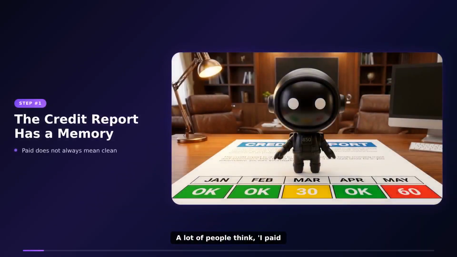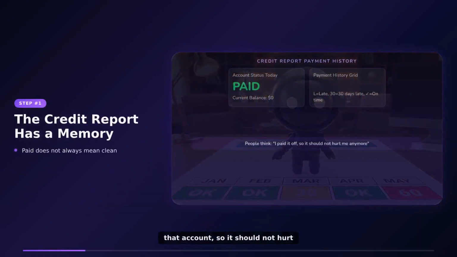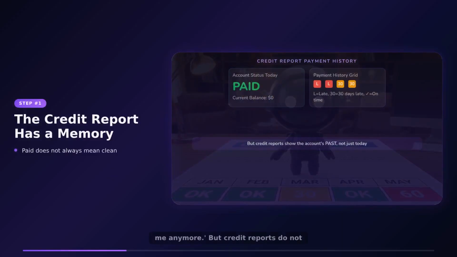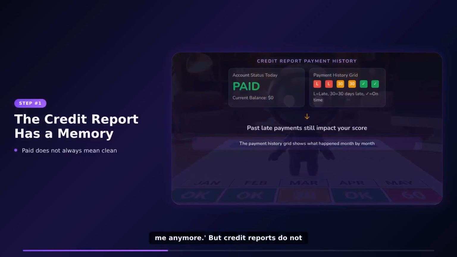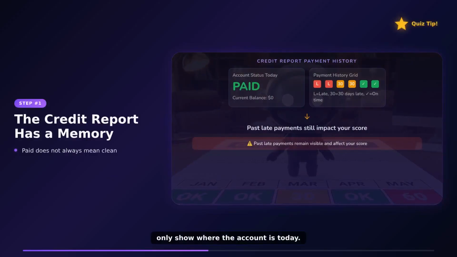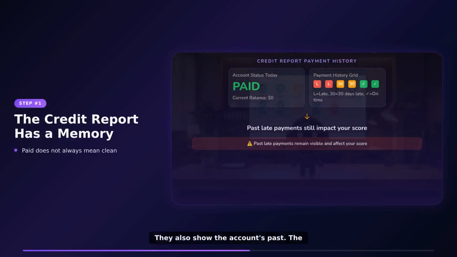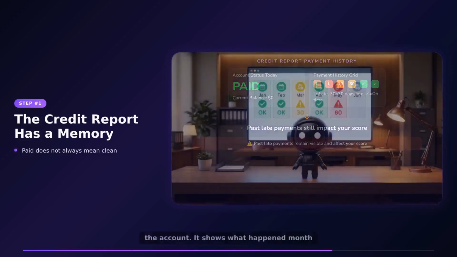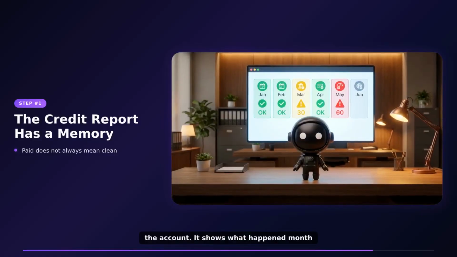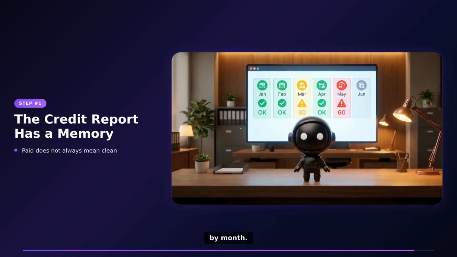A lot of people think, "I paid that account, so it should not hurt me anymore." But credit reports do not only show where the account is today, they also show the account's past. The payment history grid is the memory of the account. It shows what happened month by month.